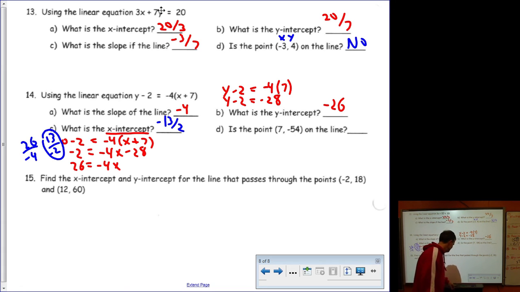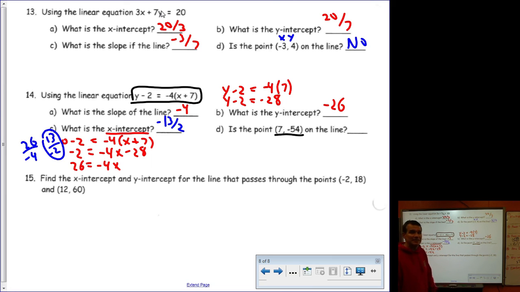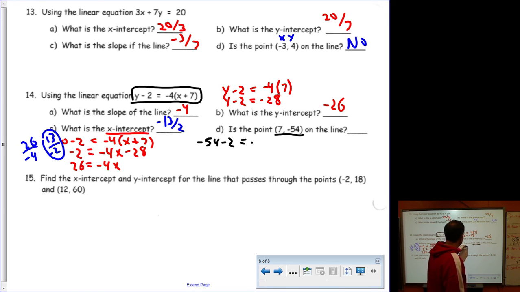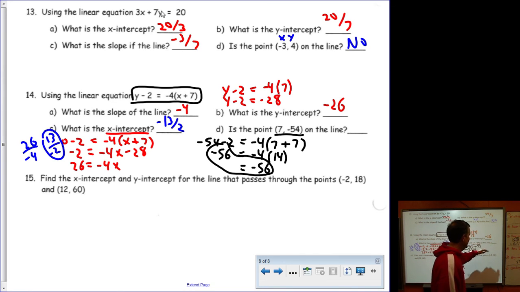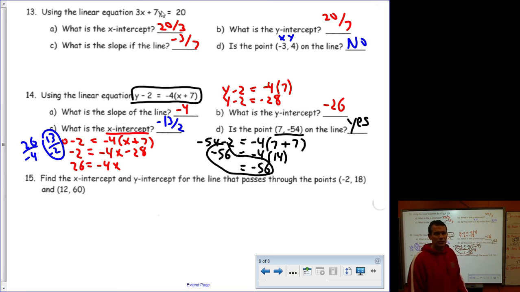And last up, we want to know if this point is on the line. So I'm going to put that point into the equation and see if it's a solution to the equation. And if it is, then it is on the line. So I'd be putting negative 54 in for y, and I'd be putting 7 in for x. Well, over here you get negative 56. This would be negative 4 times 14, which is also negative 56. So they equal each other, yes. That is an ordered pair that's on the line.